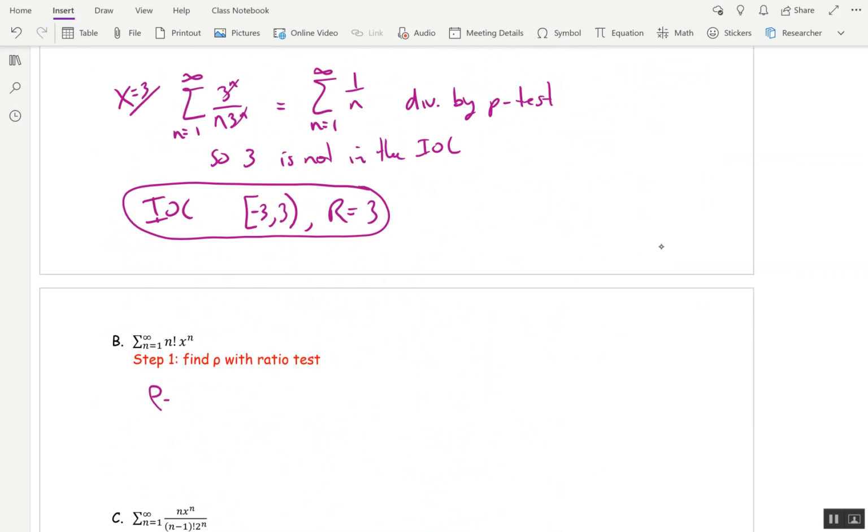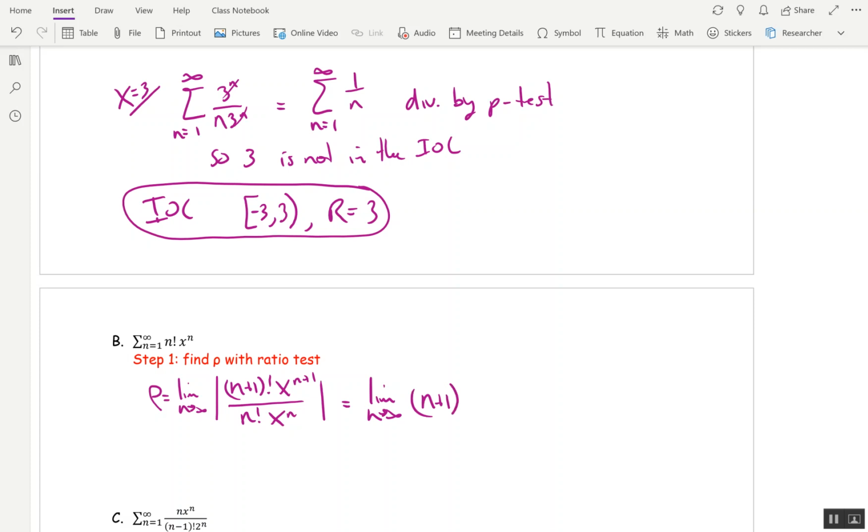So rho is the limit as n goes to infinity, absolute value. I want the nth plus 1 term over the nth term. So n plus 1 factorial x to the n plus 1 over n factorial x to the n. Okay, limit n goes to infinity, n plus 1 factorial over n factorial. Take a guess. Hopefully you all came up with n plus 1.